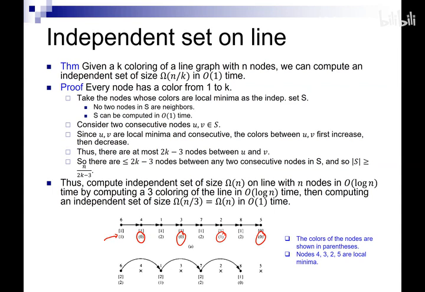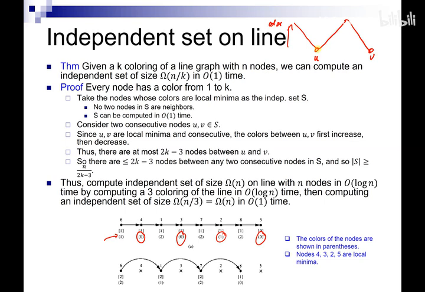The reason this is true is that if you take any two nodes that you selected, like for example this node and that node, then because they're local minima, you can look at the colors of their neighbors. Suppose you take two of these nodes, U and V, that you included in this independent set. What I'm drawing here is the color, so the higher up you go, the higher the color.